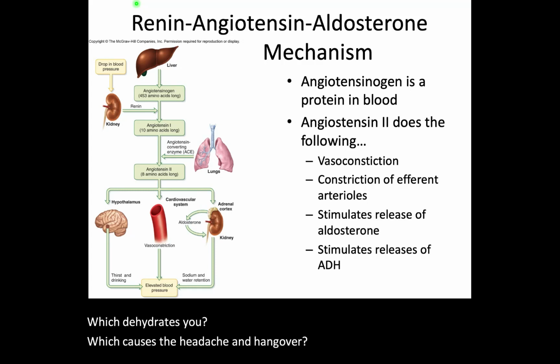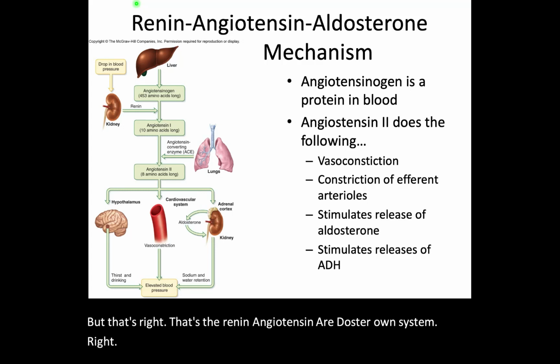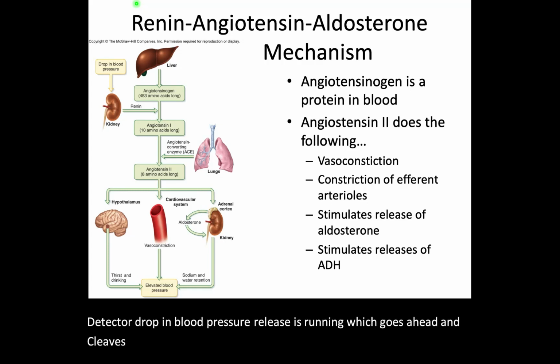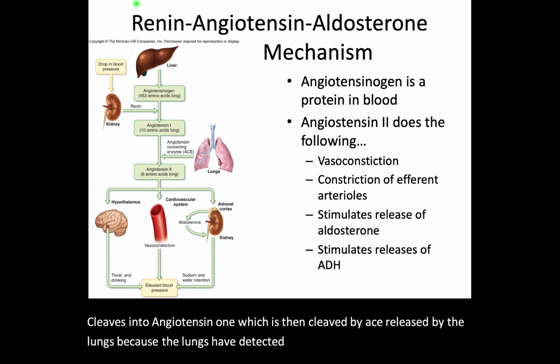But that's RAS. That's the renin-angiotensin-aldosterone system. Right. JG cells detect a drop in blood pressure, releases renin, which goes ahead and cleaves angiotensinogen produced by the liver, which is always being produced by the liver. Cleaves into angiotensin 1, which is then cleaved by ACE, released by the lungs, because the lungs have detected a drop in blood pressure, creating angiotensin 2.